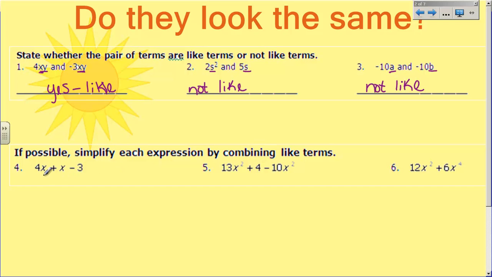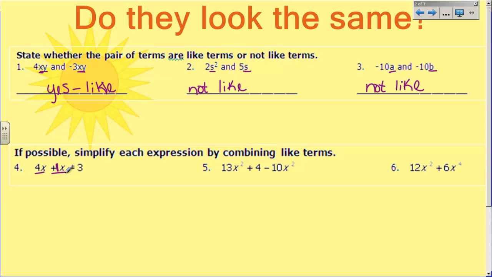Look at your variables. This 4x and this plus x both have x's. The only thing is, this x right here does not have a number in front of it. There's no coefficient. That's because it's understood to be a 1, and we don't write the 1. We don't walk around saying 1x, we just say x. So anytime you have just the letter, it's understood that there's a 1 there. If you want to write it, you can, but you do not have to. But you need to understand that that means there's only one of them.